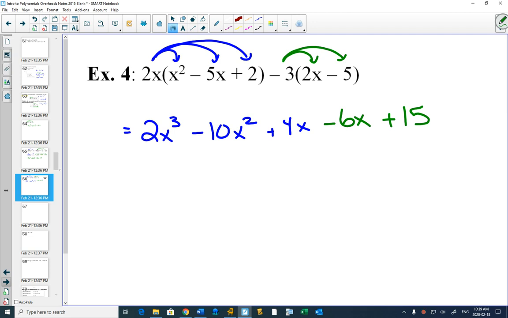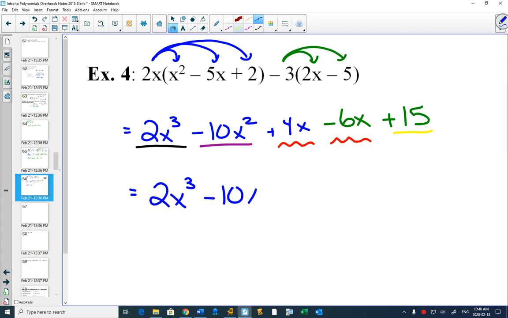Yeah. How did you get 15? The 15 came from this arrow here to here in green, -3 times -5. Now let's check. First one is 2x cubed. Do we have any like terms with 2x cubed? No. Next. -10x squared. Are there any like terms with -10x squared? No. What about the 4x? Yes, the -6x. And finally, the 15 is all by itself. So the only ones that are alike are the 4x and the -6x. So when writing our final answer, 2x cubed minus 10x squared, what do we get when we do 4 minus 6? -2x plus 15. And this is our final answer.